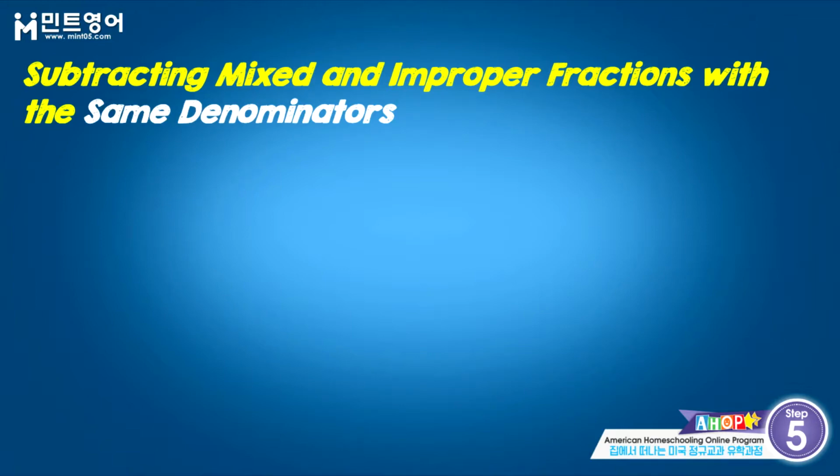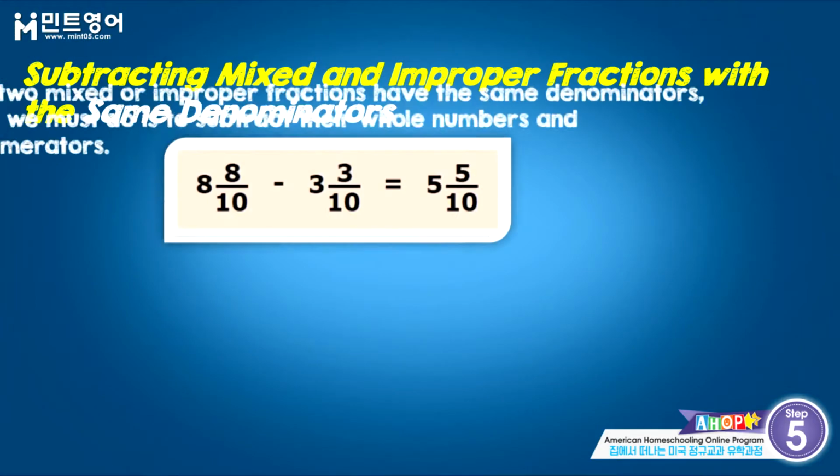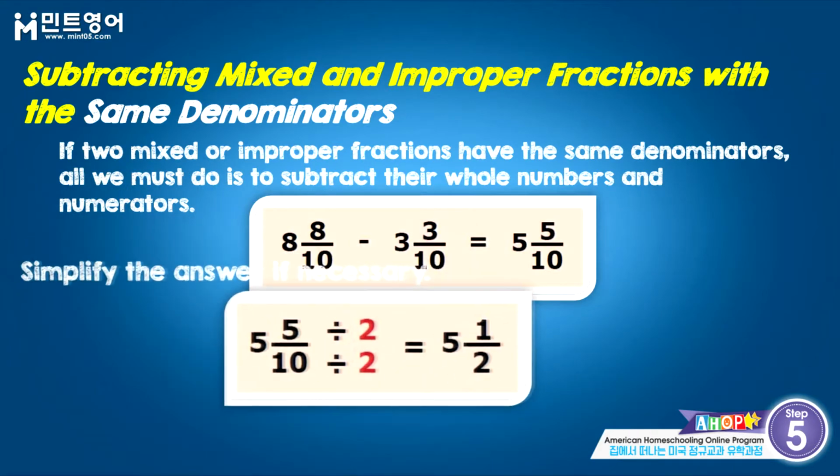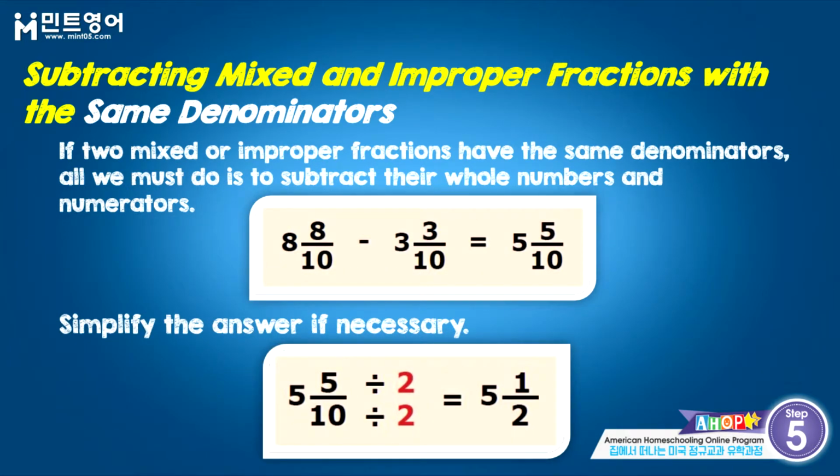Subtracting mixed and improper fractions with the same denominators. 그렇다면 이번에는 뺄셈에 대해서 한번 살펴보겠습니다. If two mixed or improper fractions have the same denominators, all we must do is to subtract their whole numbers and numerators. 만약 두 개의 혼합 또는 부적절한 분수가 같은 분모를 가지고 있다면 우리가 해야 할 일은 그들의 정수와 분자를 빼는 것입니다. Simplify the answer if necessary. 그리고 필요한 경우 답을 단순화시키는 것을 잊지 말아야 합니다.